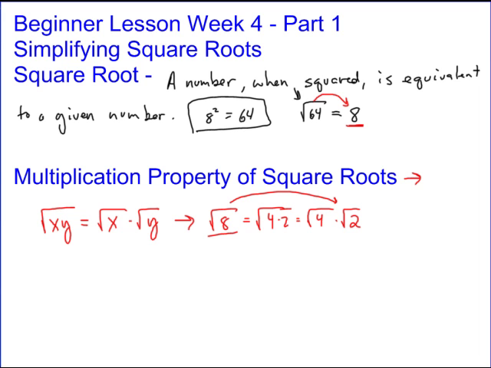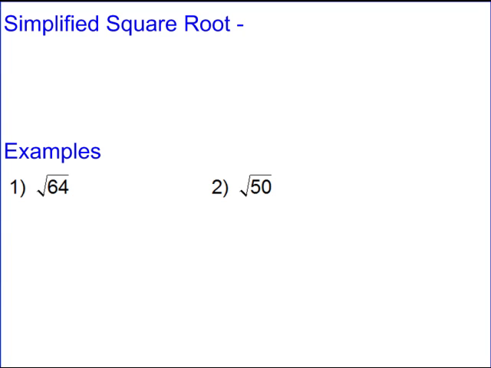Thus, we now have a way of separating out the square root of 8 into two separate square roots. This is a positive because I don't know the square root of 2, but I do know the square root of 4. The square root of 4 is 2, so I can now rewrite this as 2 times the square root of 2. So the square root of 8 is equal to 2 times the square root of 2. Well, that's what we call a simplified square root.